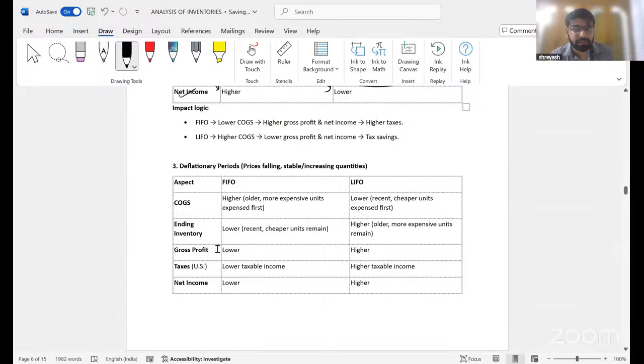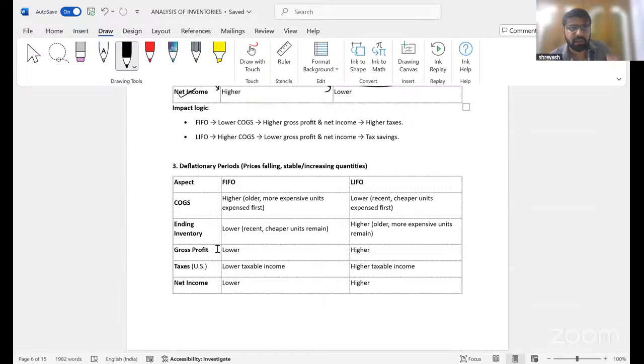Sir, what about deflationary period? Everything reverses, everything flips. In case of deflationary period, when the prices are going down, LIFO has the most recent purchase units in its COGS, but FIFO will have the older units and the recent purchase units. So in case of FIFO, the COGS will be higher.